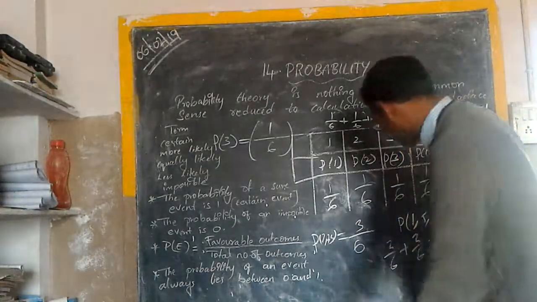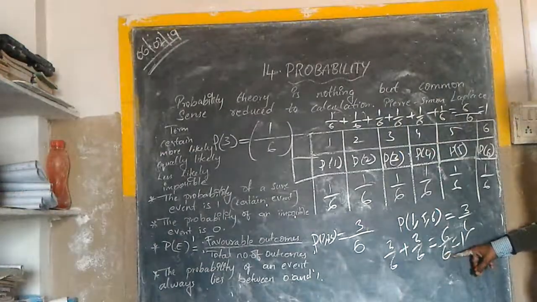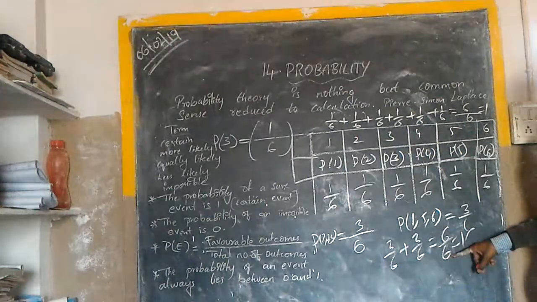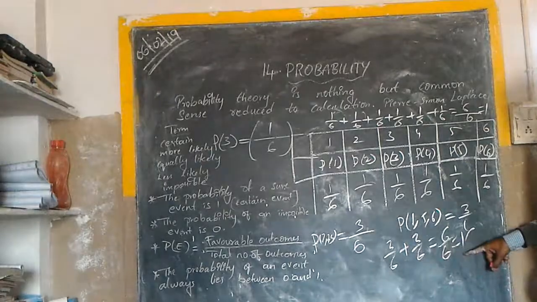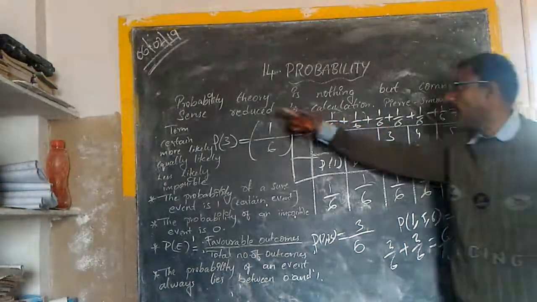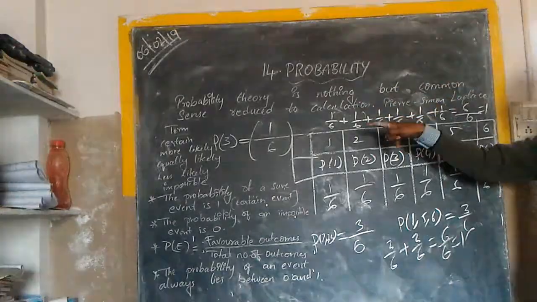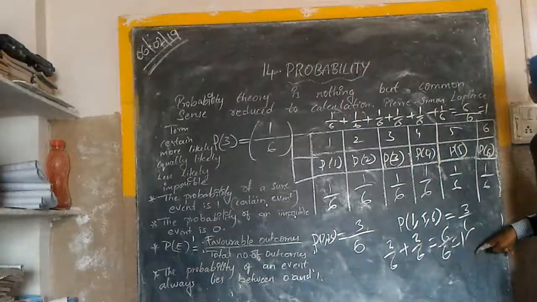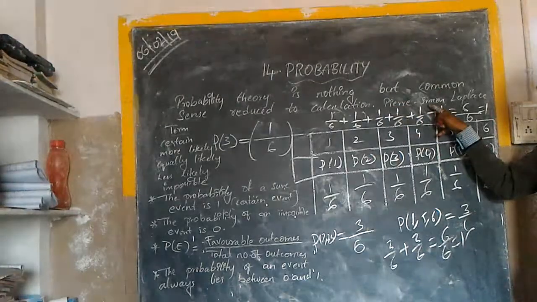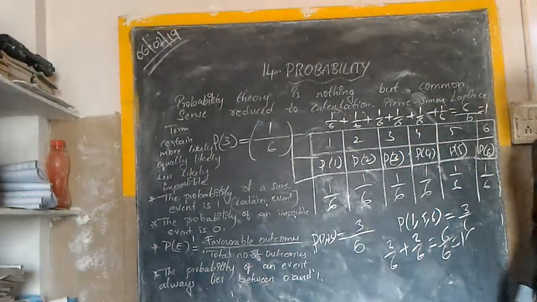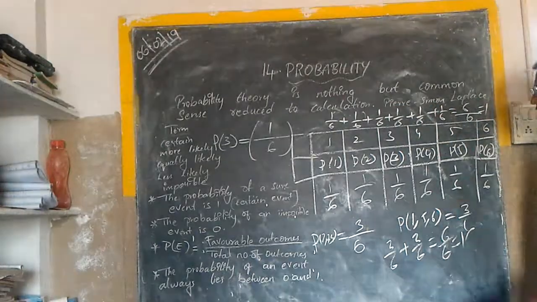Okay. This is a calculation or not? Yes, sir. This is common sense calculated, or not? That's the reason the probability theory is nothing but common sense reduced into calculation. Who said this? Pierre-Simon Laplace, a scientist.